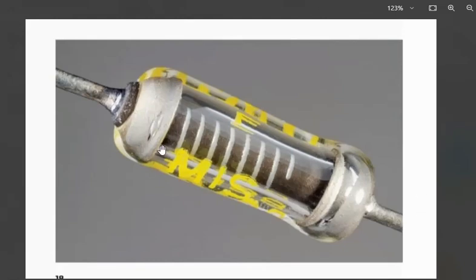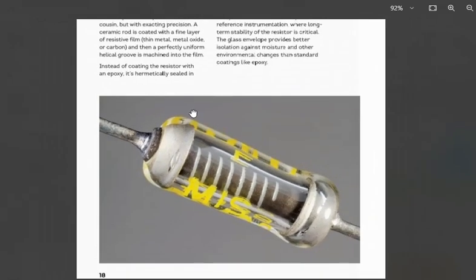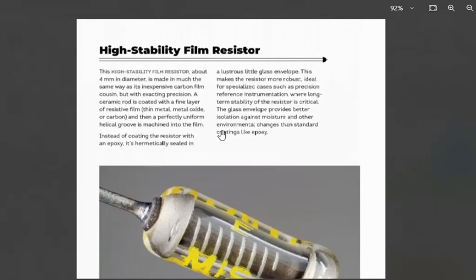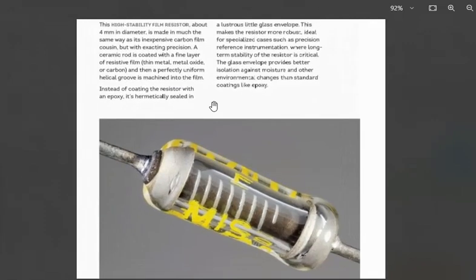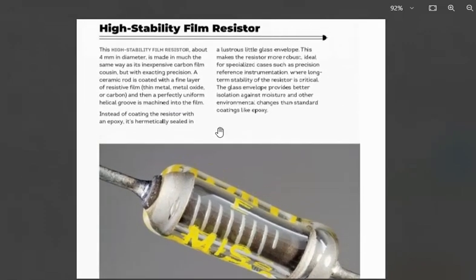And if we talk about where we can see it, I think we can find these resistors in special devices that need very accurate measurements, like scientific instruments. I hope you understand it well. So let's move on to our next component.